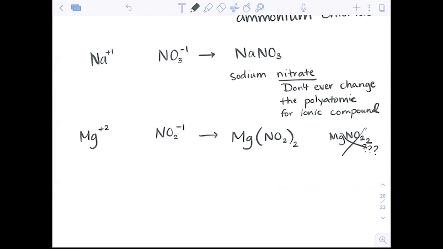Now, I didn't need parentheses for the previous example with nitrate because there was no subscript to put down there. So don't put parentheses if you don't need them, but if you need them, go ahead and put them on there. Namely, put them on there when the polyatomic has a subscript. Magnesium nitrite. Notice that all of these are two words. You put a space in between them and you'll be good.